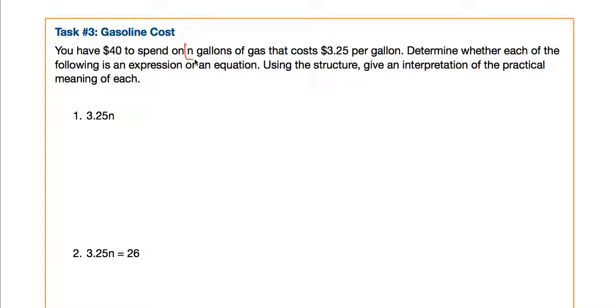But you just have to understand that n is the number of gallons of gas, and then if it costs $3.25 per gallon, then this expression would give you the total amount of money you spent on gas.